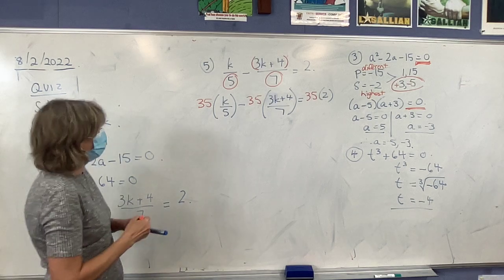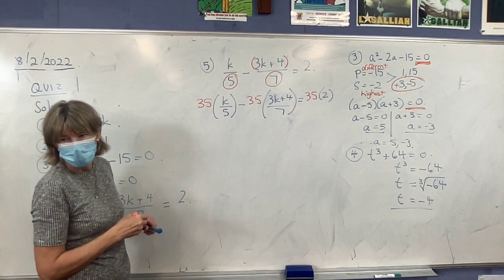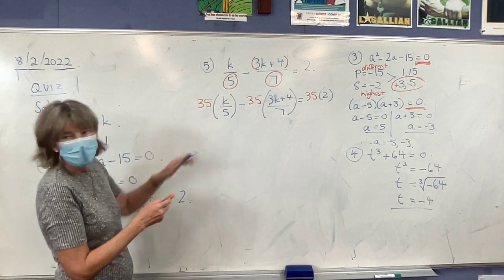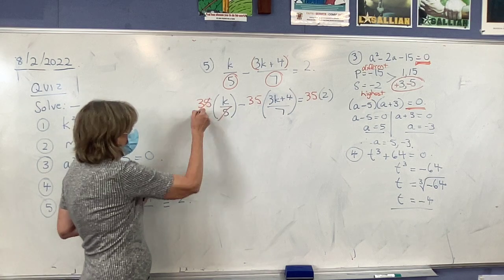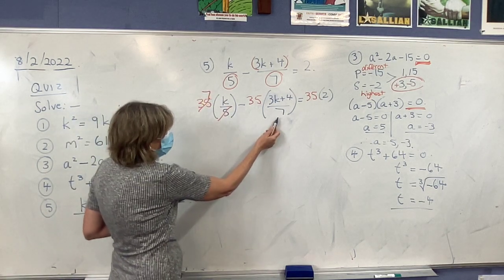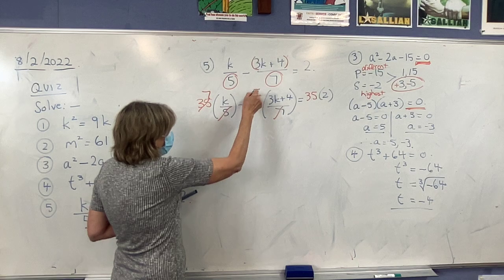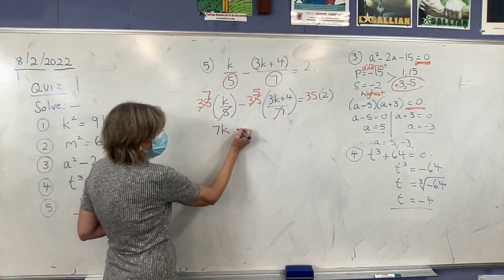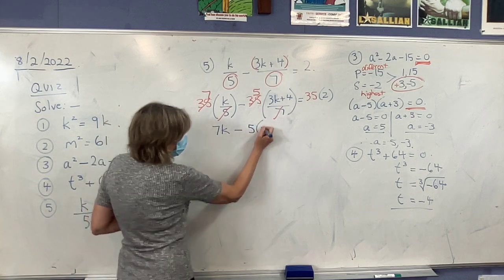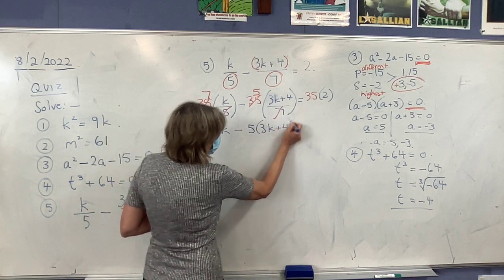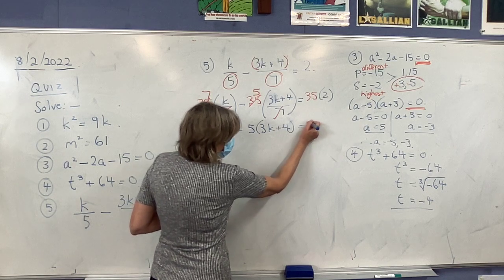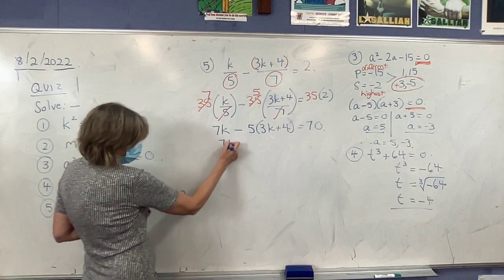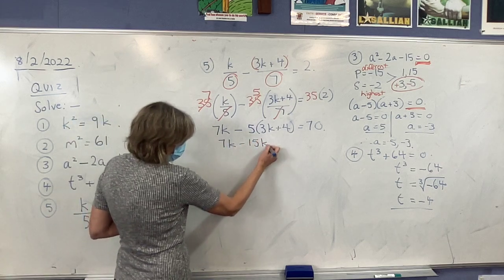So then you would do, for the next part, you would do the left, so the 35k over 5, you would do 7k. And then there you would do 5 bracket 3k plus 4 bracket. Alright, so I'm writing 7k like you told me. What am I writing now? Minus 5 bracket 3k plus 4 bracket equals? Equals 70. Good. Continue. And then you would do 7k minus 15k plus 20 equals 70.